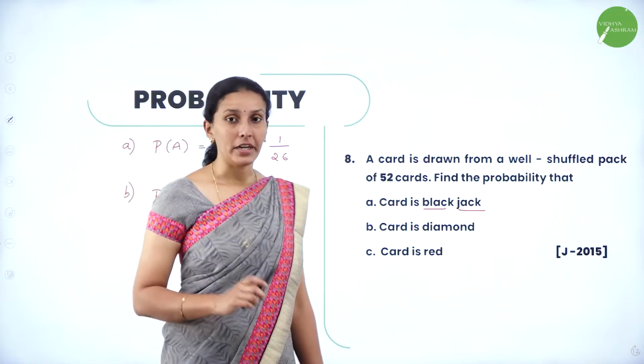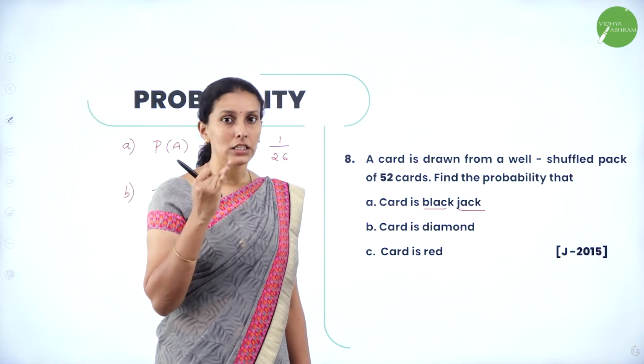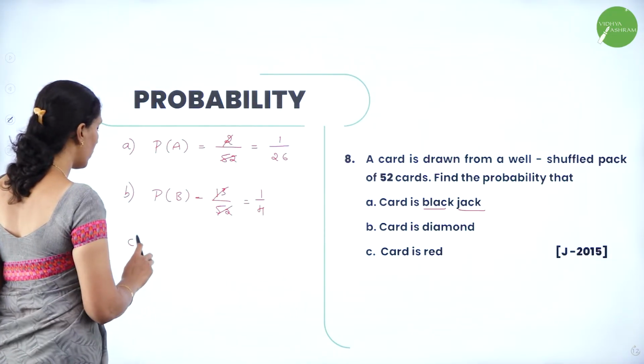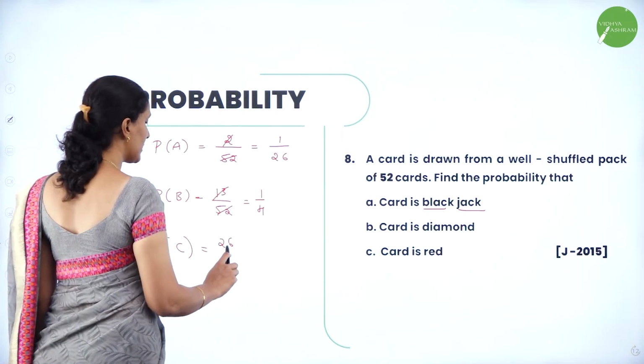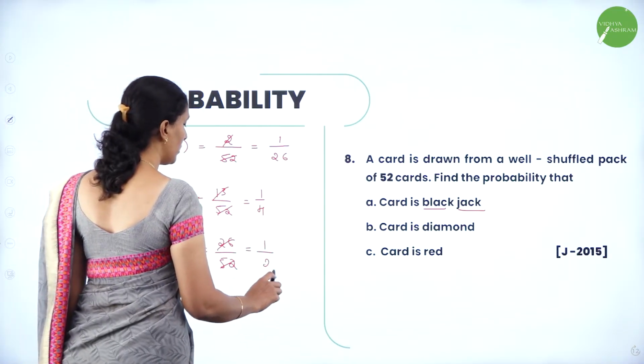Next, the card is red. How many red cards do we have? We have diamond as well as heart as red. 13 diamonds and 13 hearts is 26 red cards. Therefore, the probability of getting a red card is 26 divided by 52. So the value is 1 by 2.